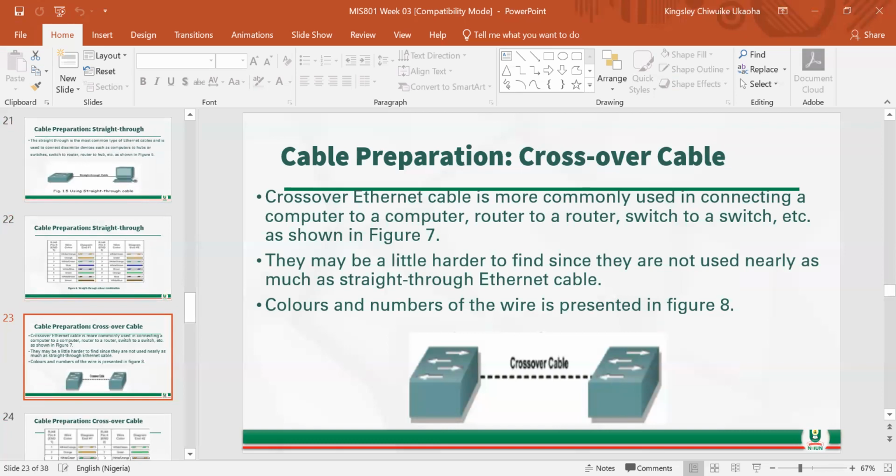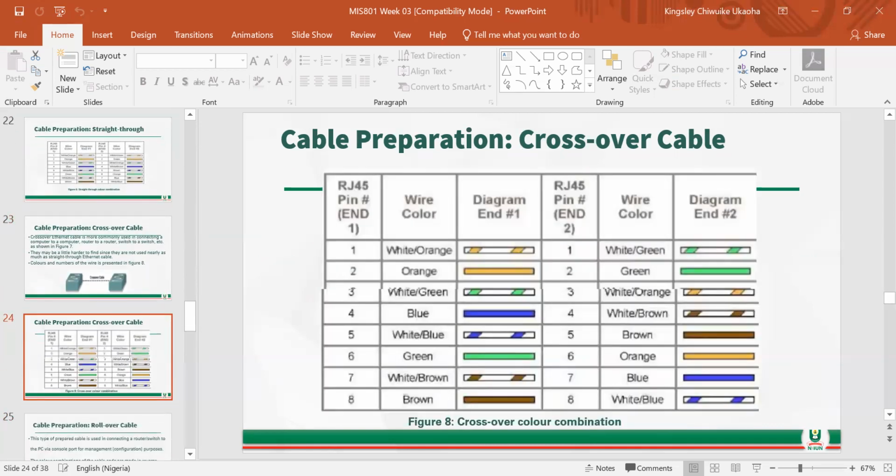Cable preparation, crossover cable. Crossover Ethernet cable is more commonly used in connecting a computer to a computer, a router to a router, switch to a switch, like we are seeing here. They may be a little harder to find since they are not used nearly as much as straight through Ethernet cable. Colors and numbers of the wire are presented in our next figure.